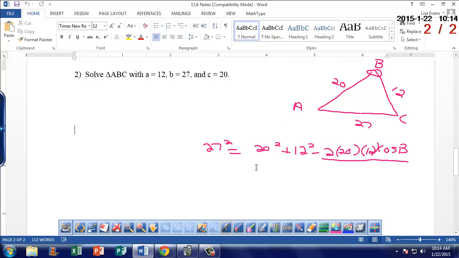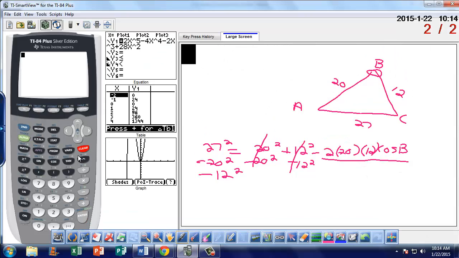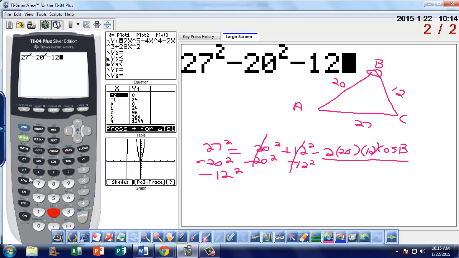So let's go ahead and go to our calculator. What I'm going to do first is I'm going to do 27 squared, and then I'm going to subtract 20 squared from both sides. Then I'm going to subtract 12 squared from both sides. That way, this will be gone and we'll be only left with this. Okay, so let's put in 27 squared, and then subtract 20 squared, and then subtract 12 squared. When we do that, we get 185. So we're going to have 185 equals.